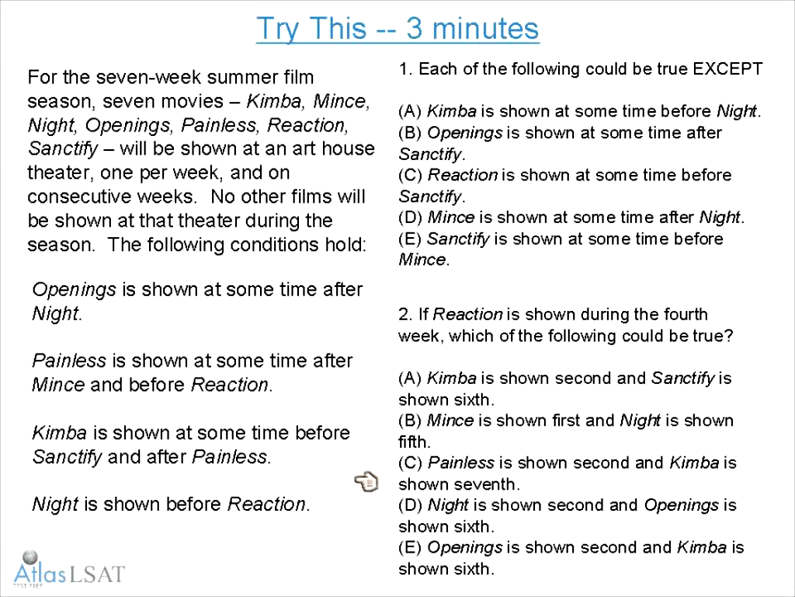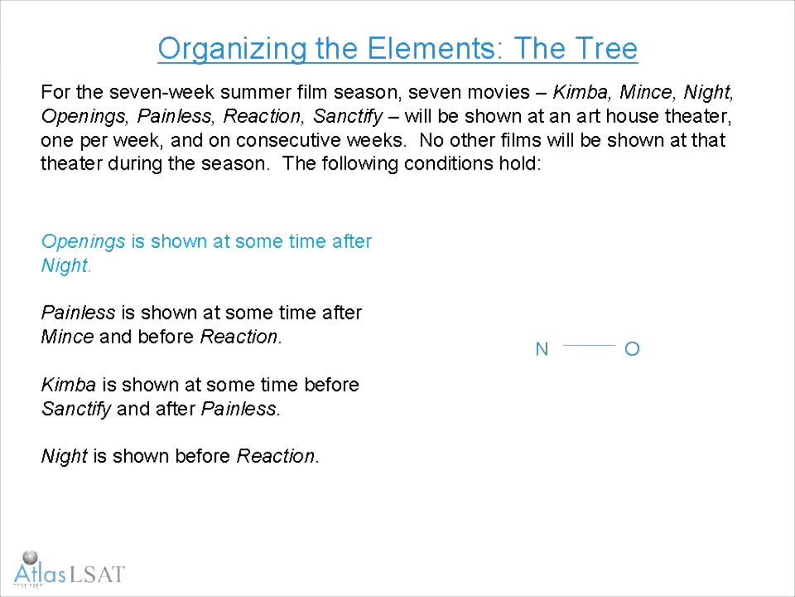All right, this is what we call a relative ordering game. We're asked to put the elements in order, and all of the constraints, as Julian mentioned, are relative constraints. None of these say things like openings is shown fourth, painless is shown third. They don't give us any fixed positions. This is a relative ordering game. So let's talk about how to deal with this.